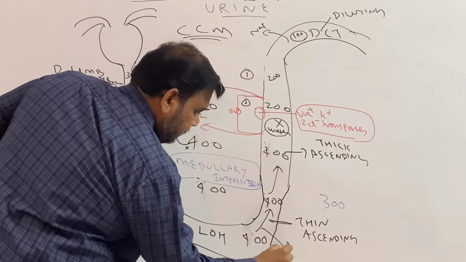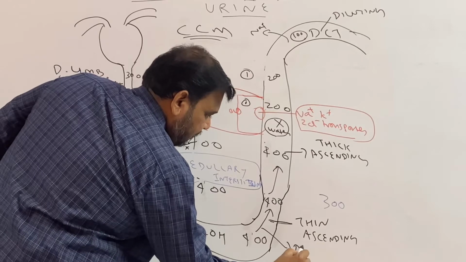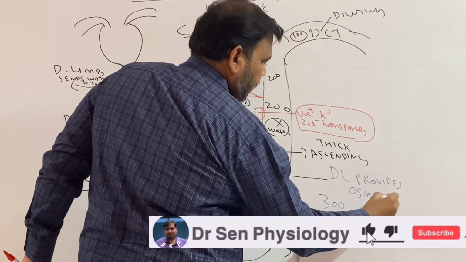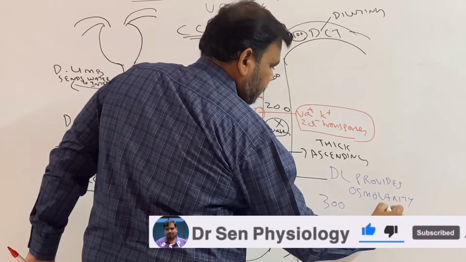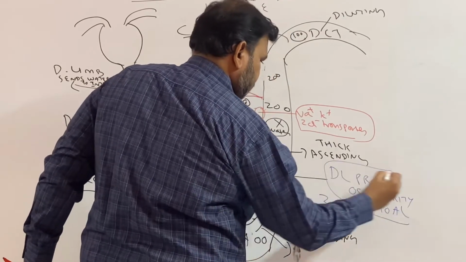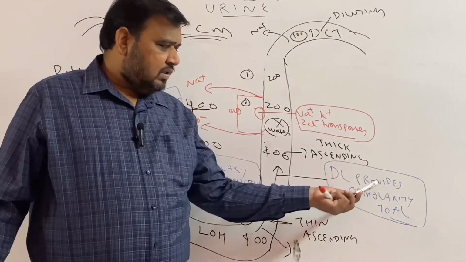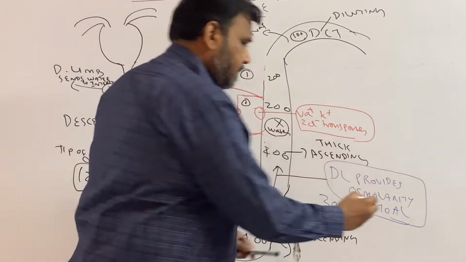Or otherwise, note it down, I will write it here. Descending limb provides osmolarity to ascending limb. Very, very important point, so note that I have put it in a box. Descending limb provides osmolarity to ascending limb.